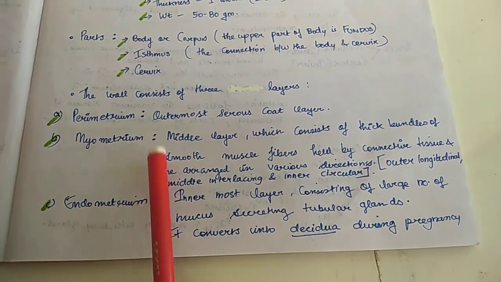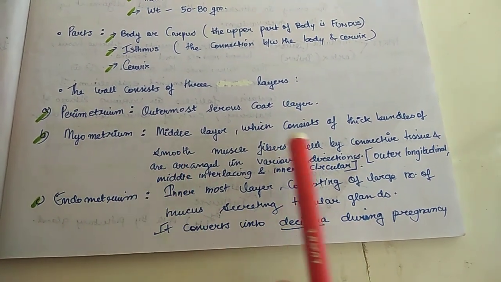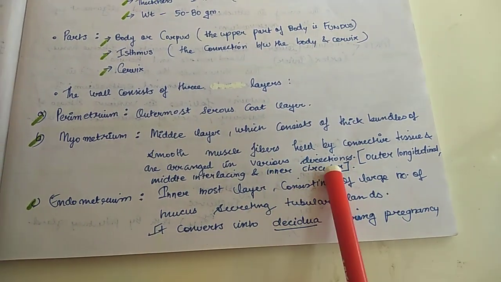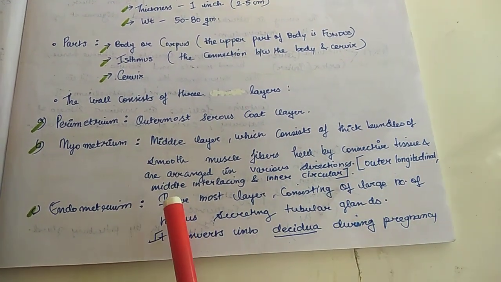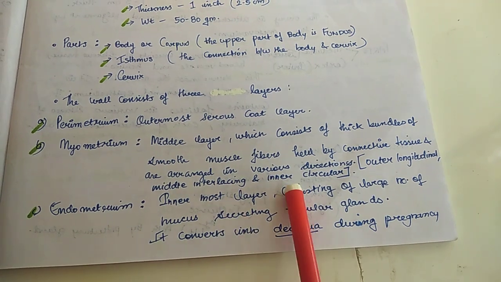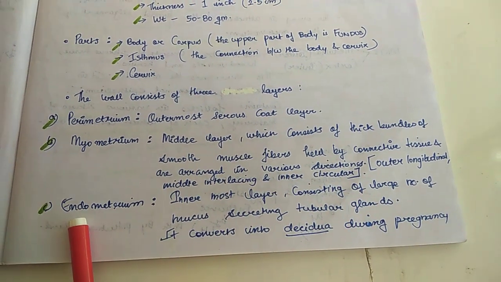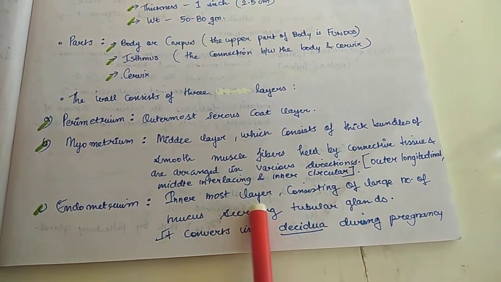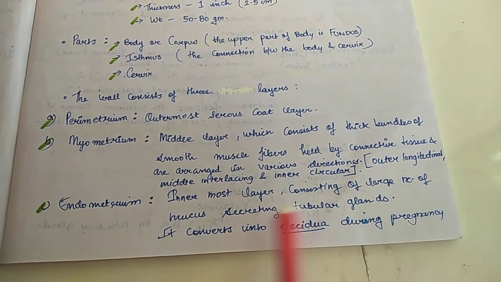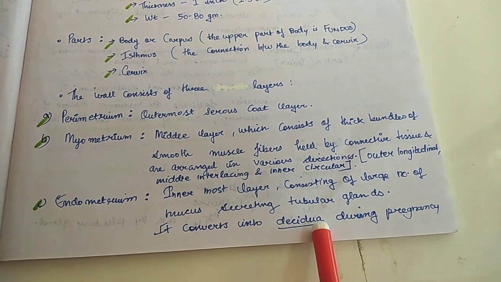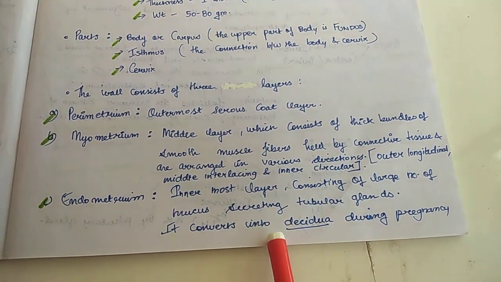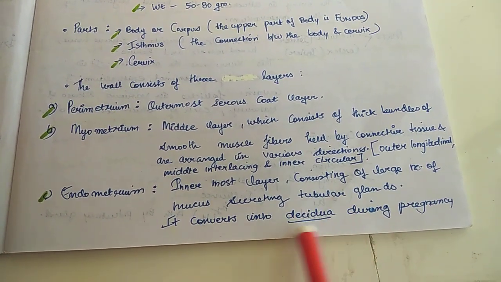Here a point has to be noted: during pregnancy, the myometrium is further divided into various muscular layers, which are outer longitudinal, middle interlacing, and inner circular. And then last we have the endometrium, the innermost layer, consisting of a large number of mucus secreting tubular glands. It is known as decidua during pregnancy.